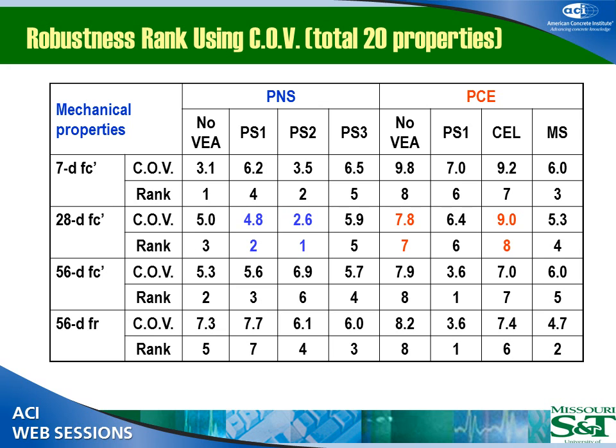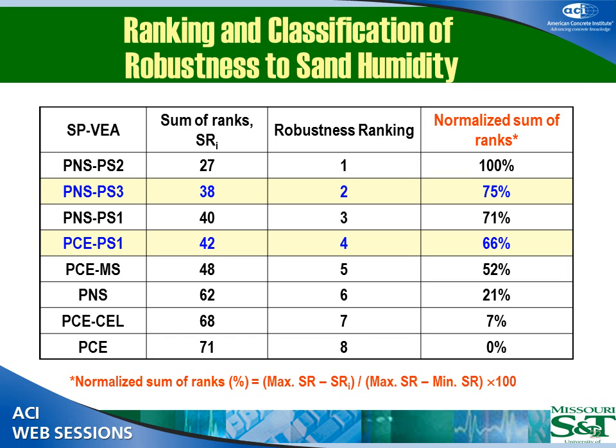Usually for mechanical properties, the coefficients of variation are less than for others. So the fresh properties, I would say, are much more sensitive to change in sand humidity than the mechanical properties that we are measuring between 0.35 and 0.39. Alright, so if you look at all the rankings, you get the sum of ranks going all the way from, say, 27 to 71 for the different combinations.